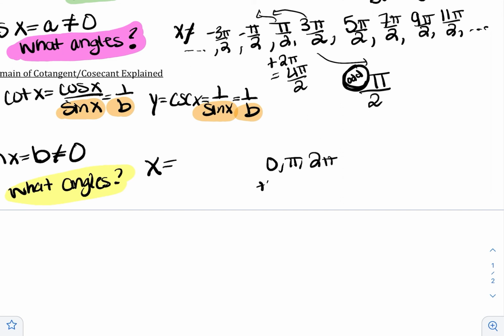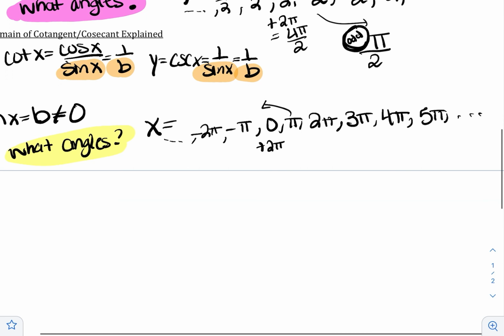But you could keep adding 2 pi. So 0 plus 2 pi is 2 pi. Oh, I already have that. Pi plus 2 pi is 3 pi. 2 pi plus 2 pi is 4 pi. 3 pi plus 2 pi is 5 pi, and so on. You could also subtract. So I could do pi minus 2 pi, which is negative pi. 0 minus 2 pi, which is negative 2 pi, and so on.